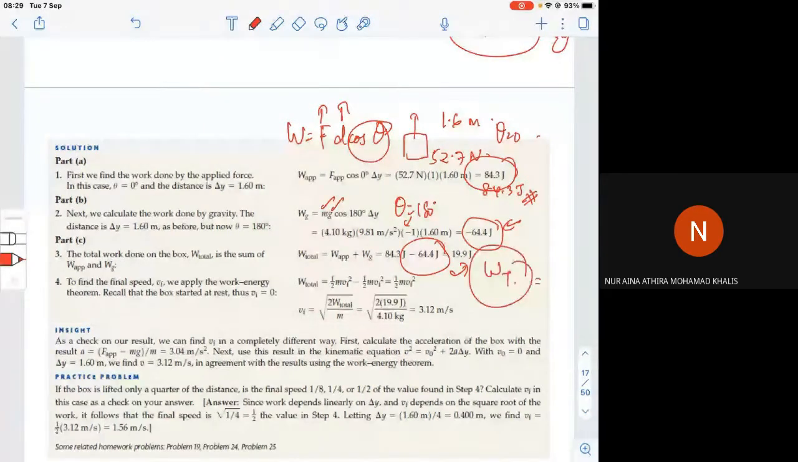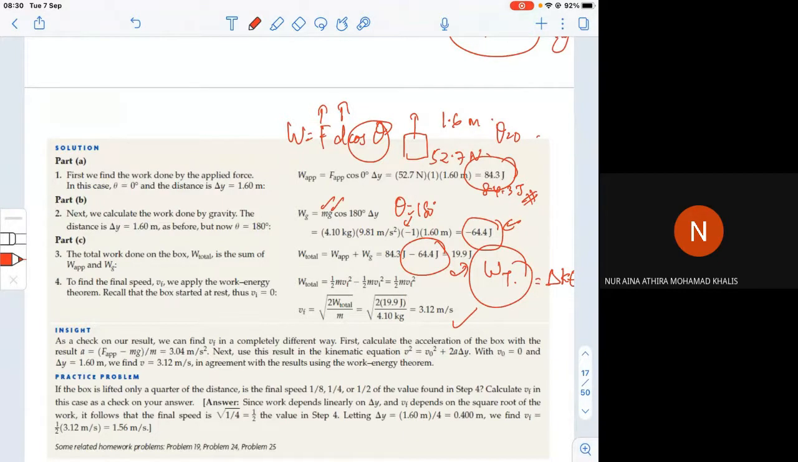From this total work, we can use delta KE, which means using the work energy theorem, to find the final velocity. Obviously, the initial velocity is 0, because the box is lifting from rest, so V naught is considered to be 0, while we want to find VF. When we calculate properly, we will get at least 3.12 meter per second.